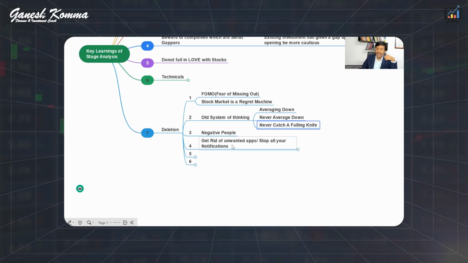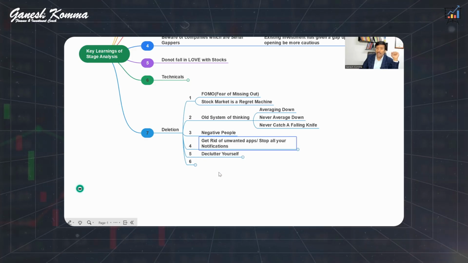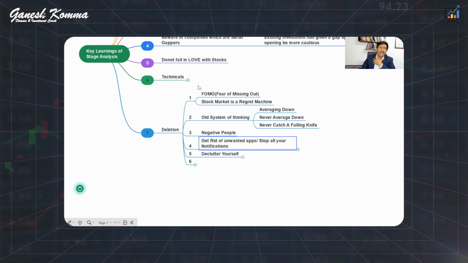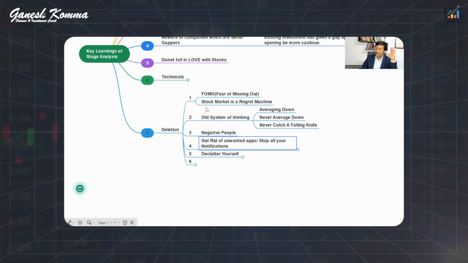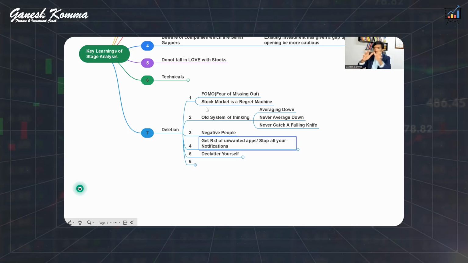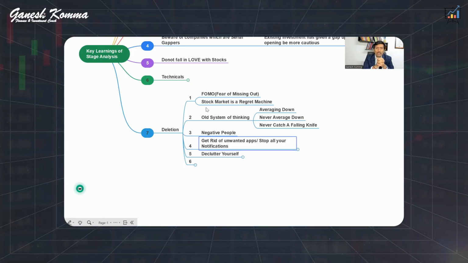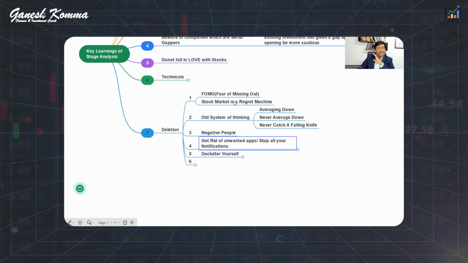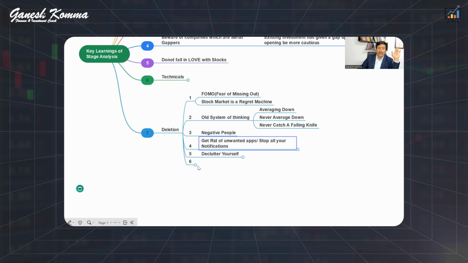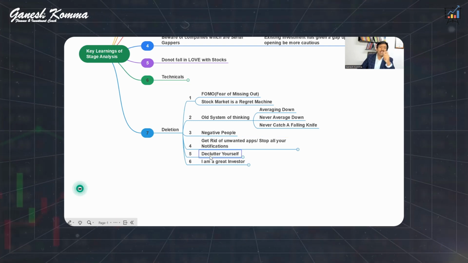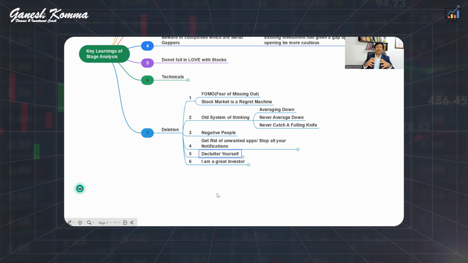Avoid negative people. Get rid of unwanted apps or unwanted notifications. That's why I say I'm a person who stopped watching news, 5 years, 10 years back. I've just stopped watching it. Anything I want to know, I spend 15 or 30 minutes. I check an online portal, or I take my newspaper and read it. Just a dedicated half an hour. I don't have any news apps. Get rid of all the unwanted notifications and apps, right? Declutter yourself, by ensuring you declutter from multiple things.